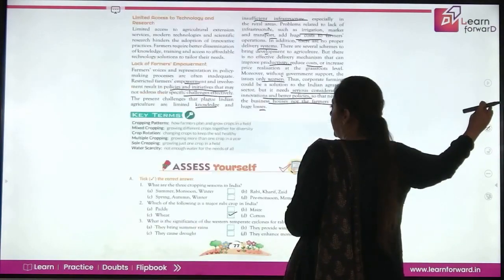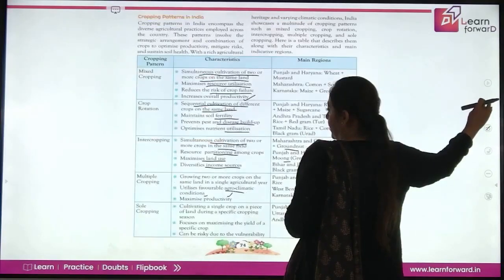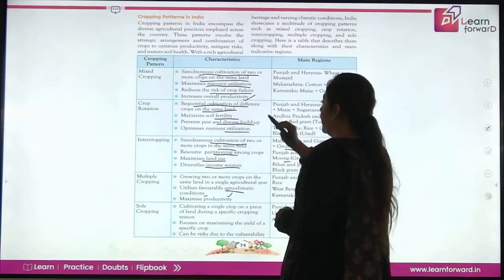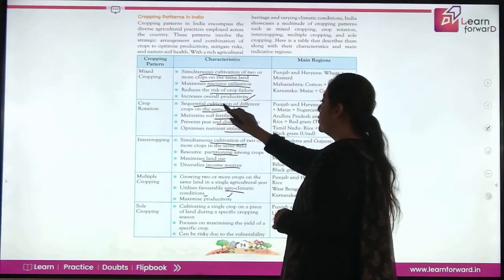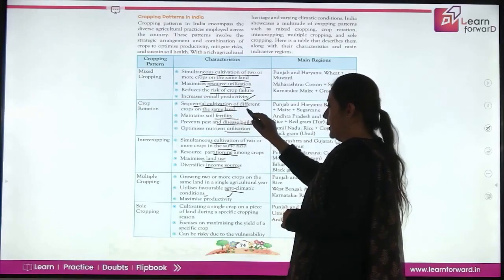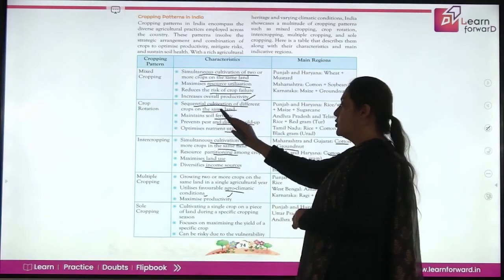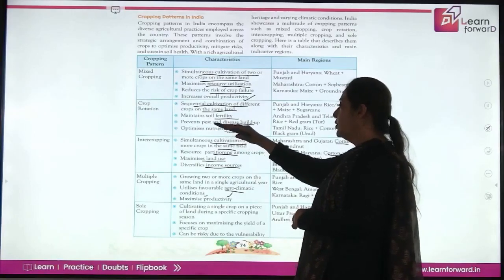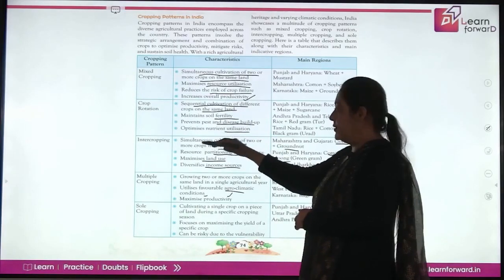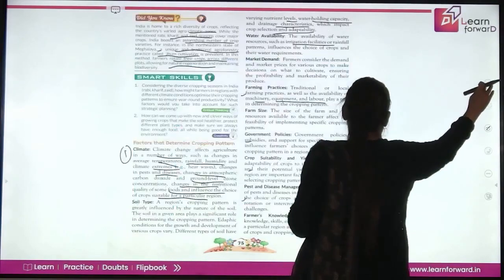When we do crop rotation, what is the importance? The advantage is that we can have sequential cultivation of different crops on the same land. It helps in maintaining soil fertility, it prevents pest and disease buildup, and it optimizes nutrient utilization. Let's come to the second question.